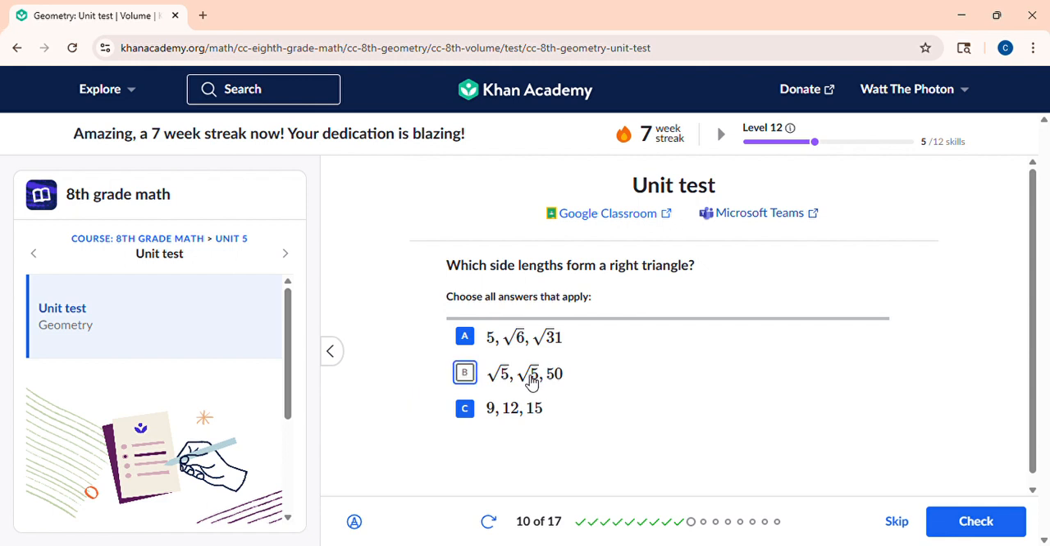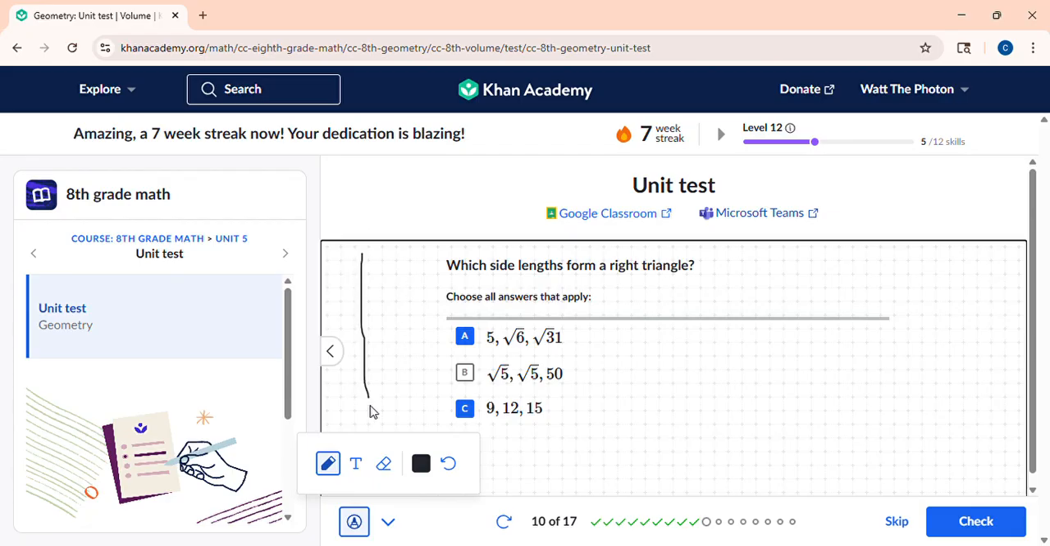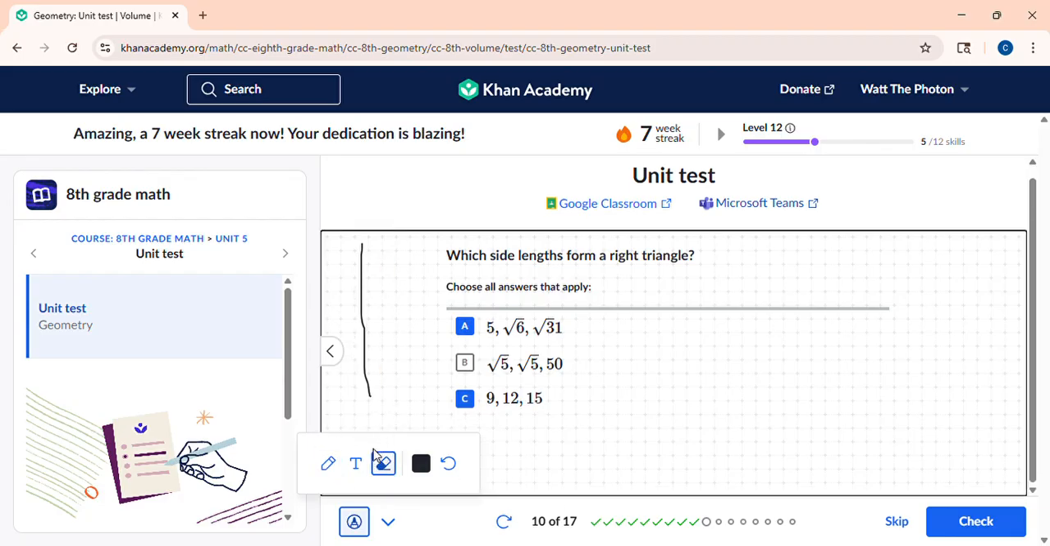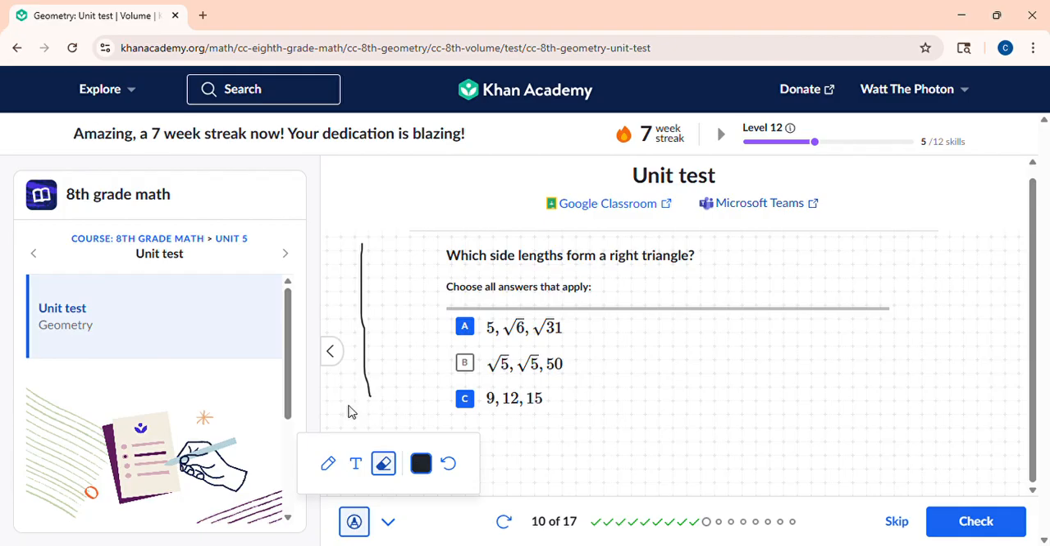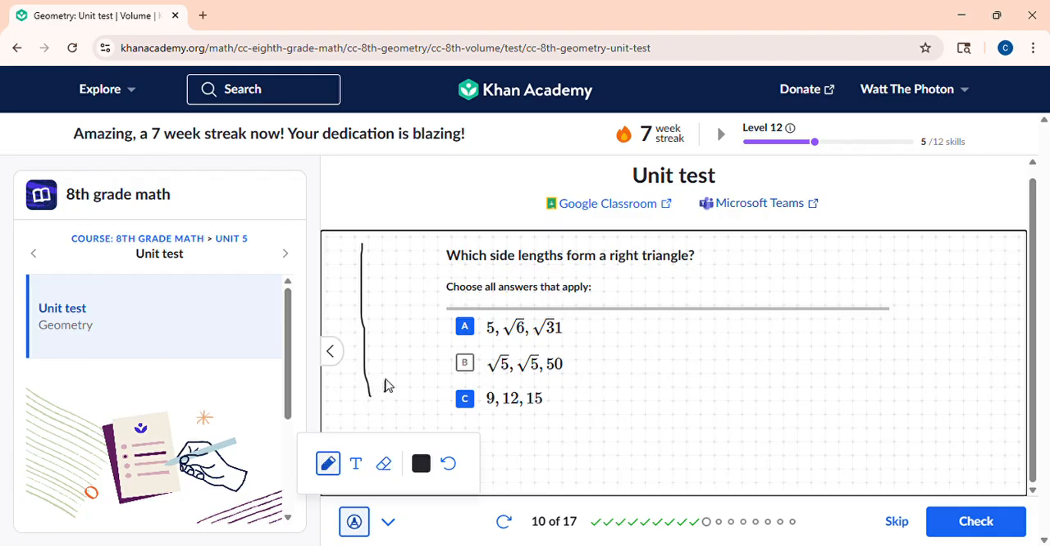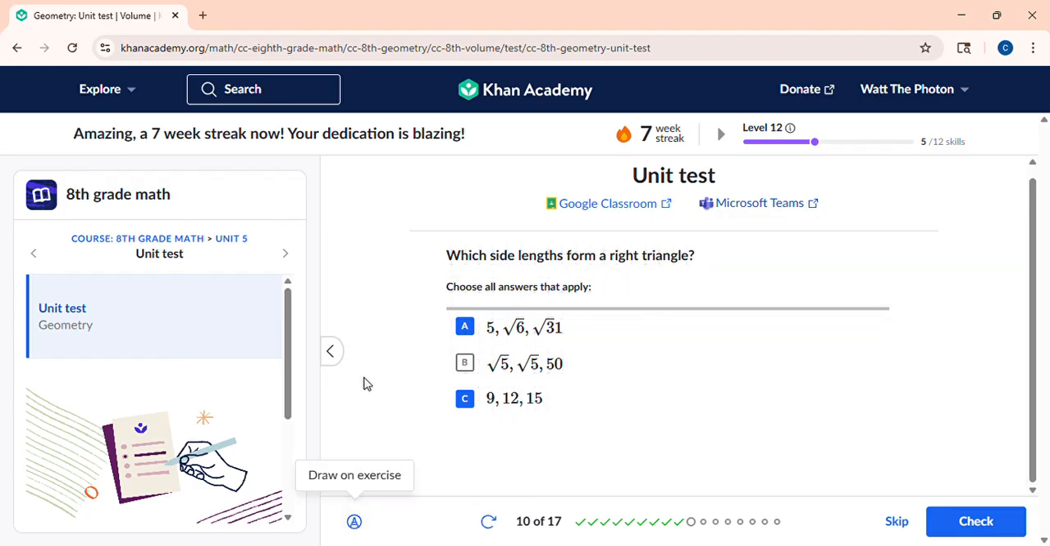I don't think that can be a triangle, because 50 is just so long and these are just so short. The combined length equals 1/5 of the total length. So I don't think B could even be a triangle.